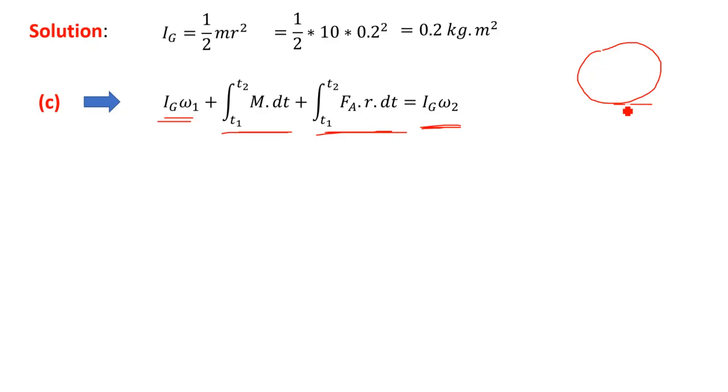We have the friction force here, whatever the direction is going to be, and it's going to be at a distance r from the G. So of course, multiplying this force by this radius will give me a moment in that direction. Both are going to have a positive value because we consider the clockwise direction to be positive. Now, for this part, it's going to be 0, of course. And for this part, it's going to be 0.2 omega 2.